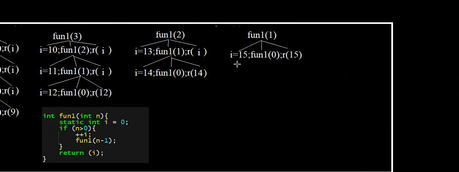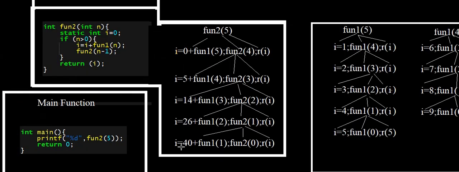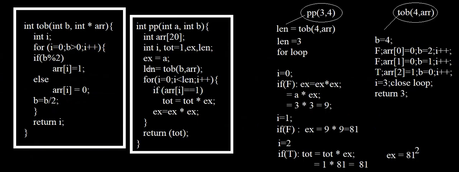Okay, and now we have to increment the I value as same as before, because 1 is greater than 0, and function of 1, which is function 1 of 0, will be executed and return the value of 15. Why 15? Because this function is returning nothing except the I. Because 0 is greater than 0 is false, this step will not be executed, and return of I, which is 15. If we come here, 15 plus 40 equals to 55, and this is the answer returned by the function 2 of 5.